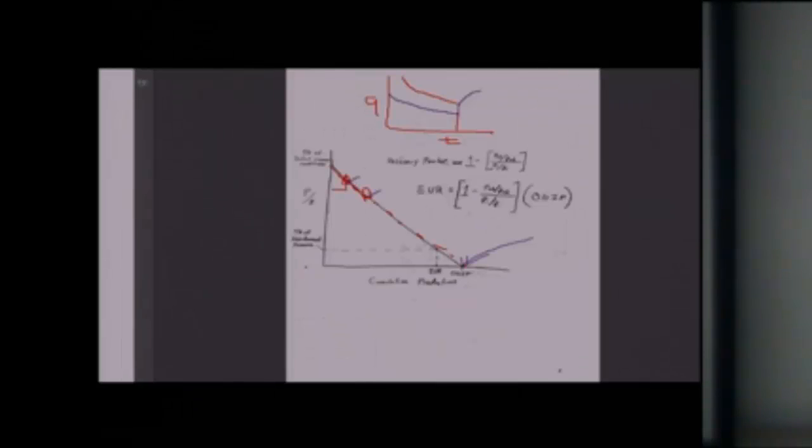But if I'm in design mode and I'm in contract mode, I have to know how much gas I'm going to process and how much gas I'm going to sell. And I'm going to have contracts. So it's the recoverable gas in place that I'm also interested in.